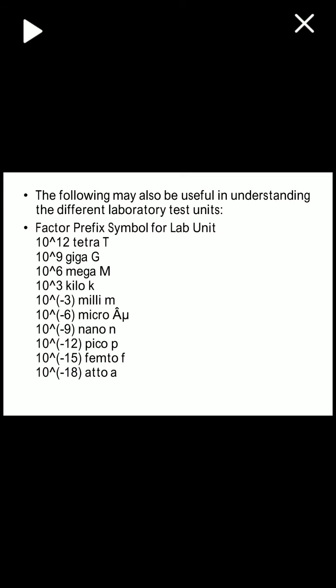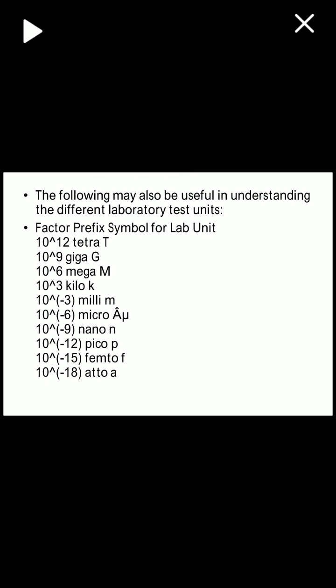These are a few prefixes or symbols which we use in laboratory units: 10 to the power of 12 is called tera, 10 to the power of 9 giga, 10 to the power of 6 mega, 3 is kilo, 10 to the power of minus 3 is milli, minus 6 micro, minus 9 nano, minus 12 pico, minus 15 femto, minus 18 atto. These are some prefixes which we use in all our laboratory investigations for reporting the results.